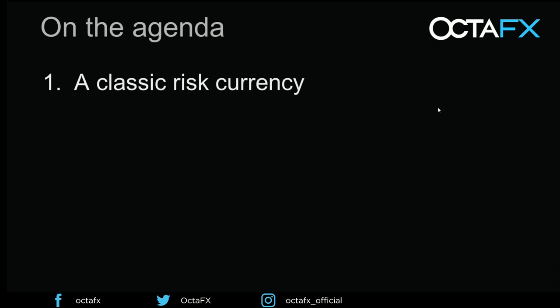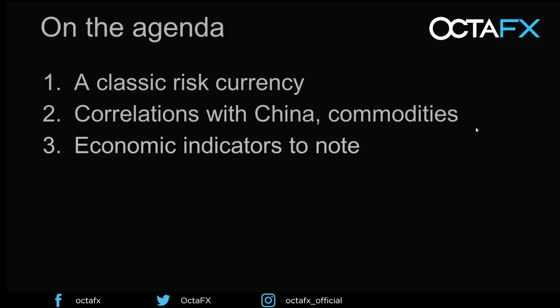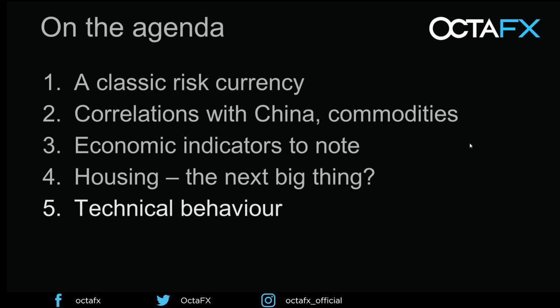So today on the agenda, we'll discuss the Australian dollar. First of all, as a classic risk currency. Second, we'll discuss its correlations with China and commodities. We'll continue with economic indicators to note. Each currency has its own specificities. We'll talk about housing, perhaps the next big thing in Australia. And then we'll finish off with the technical behavior of the Aussie dollar, which is usually quite positive, and we'll note a few things about that as well.